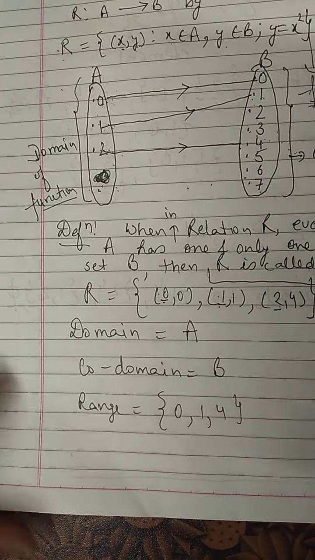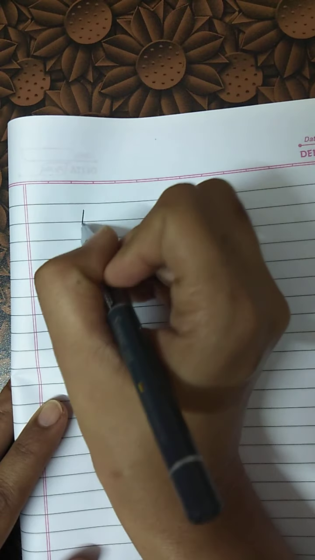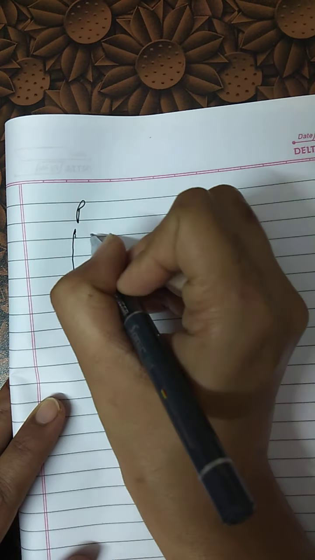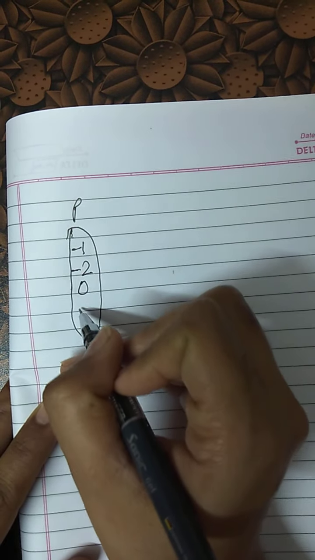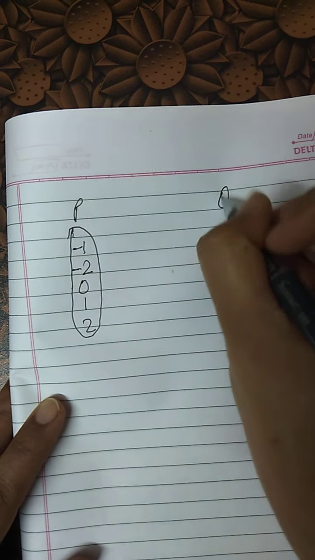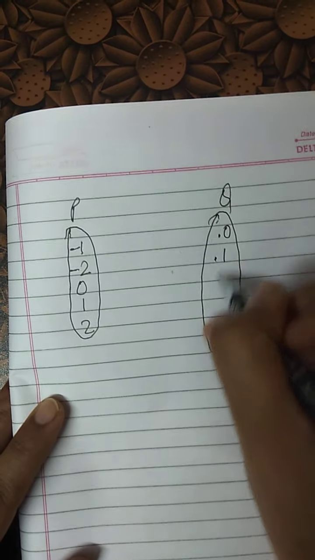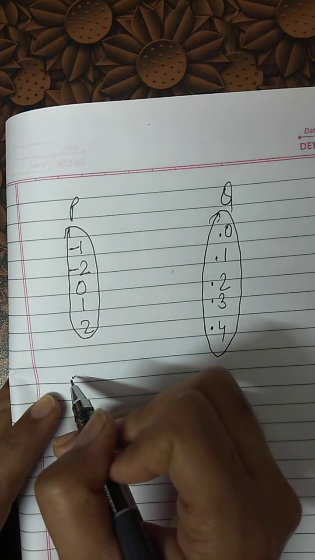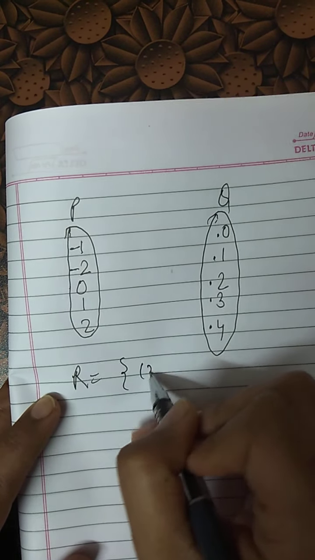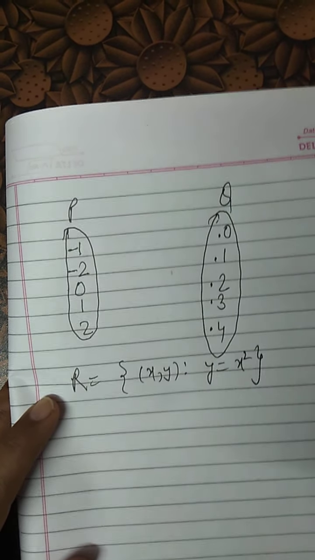Let us take one example. If I have here set P, it has the elements -1, -2, 0, 1 and 2. And there is another set Q which has the elements 0, 1, 2, 3 and 4. And the same relation I define here: R is the relation which has all the ordered pairs (x, y) such that y is equal to x square.